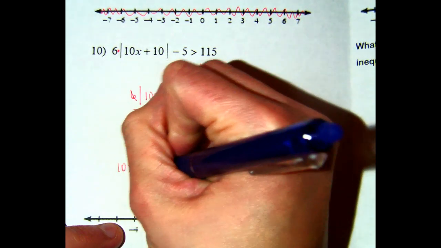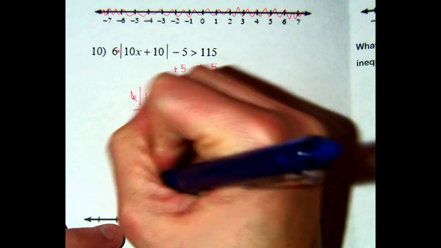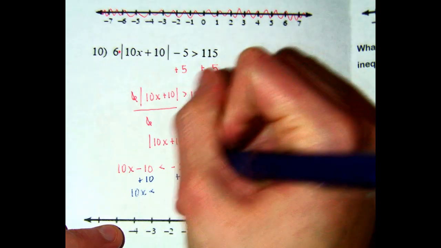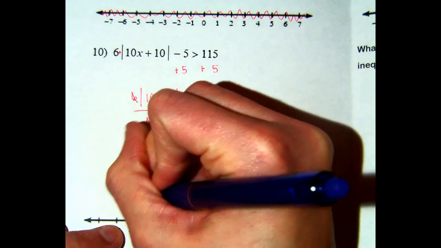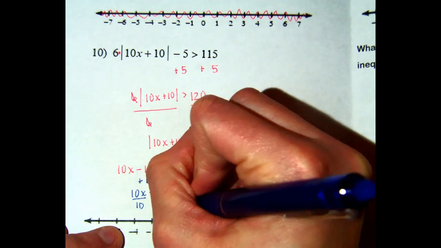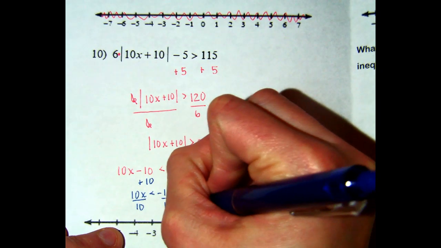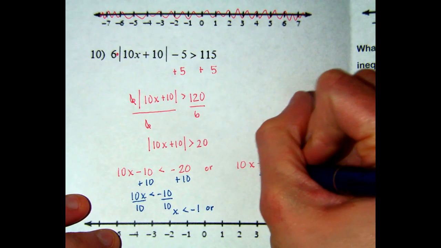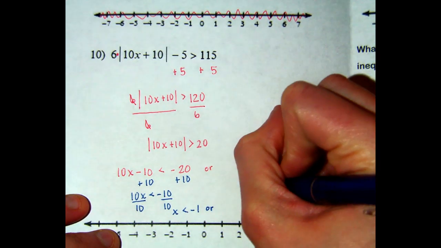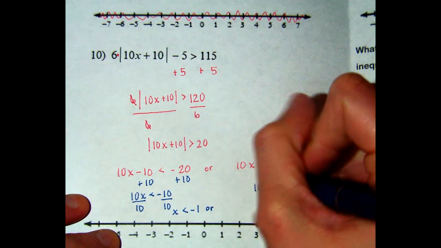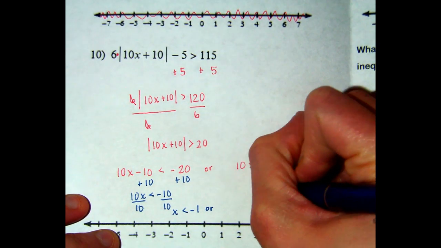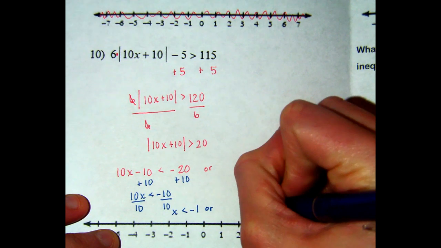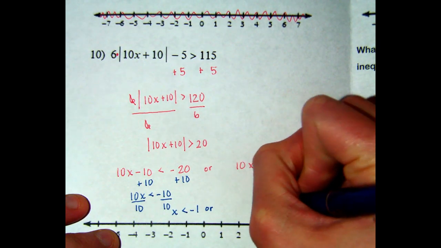So add 10. So 10x is less than negative 10. Divide by 10. X is less than negative 1. Or add 10 to this one. 10x is greater than 30. Divide by 10. X is greater than 3.